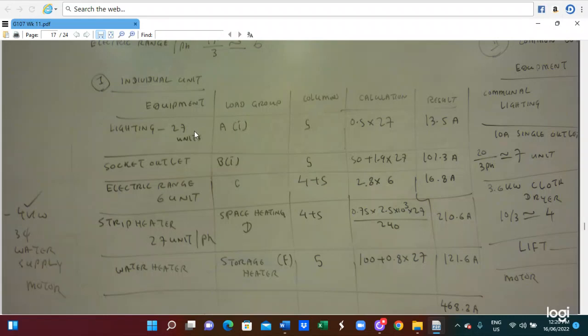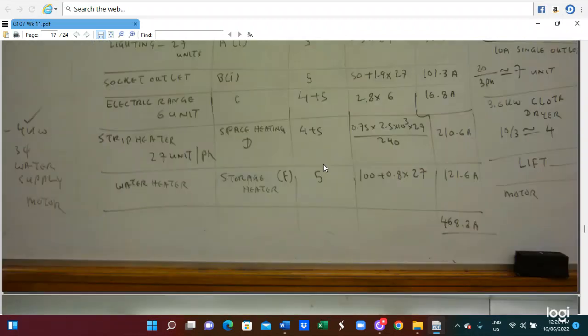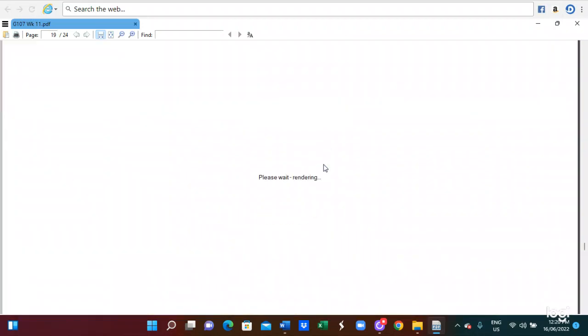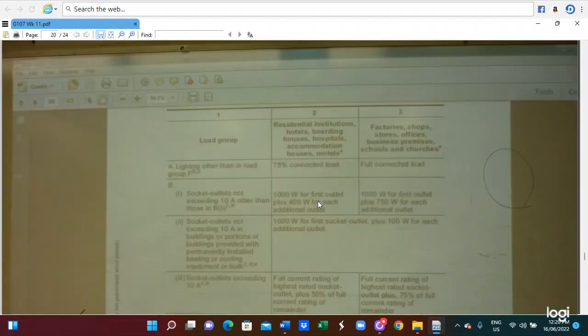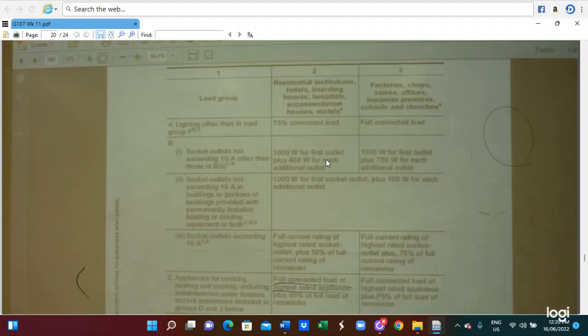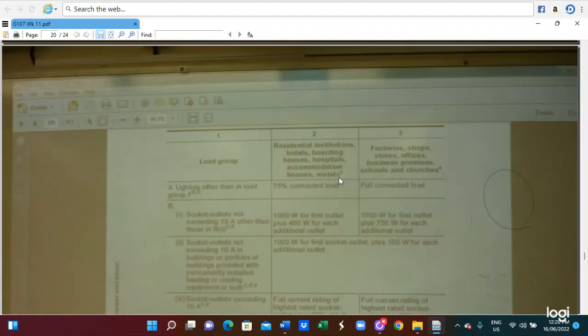So individually you calculate. Lighting point, 27 units, load group is A1. We use column 5. So in this case, 27 units, or 27 multiplied by 0.5, you get 13.5 ampere. So this is the 27 unit that we utilize. This is the loading point table for a residential unit. So this is the load group we utilize.